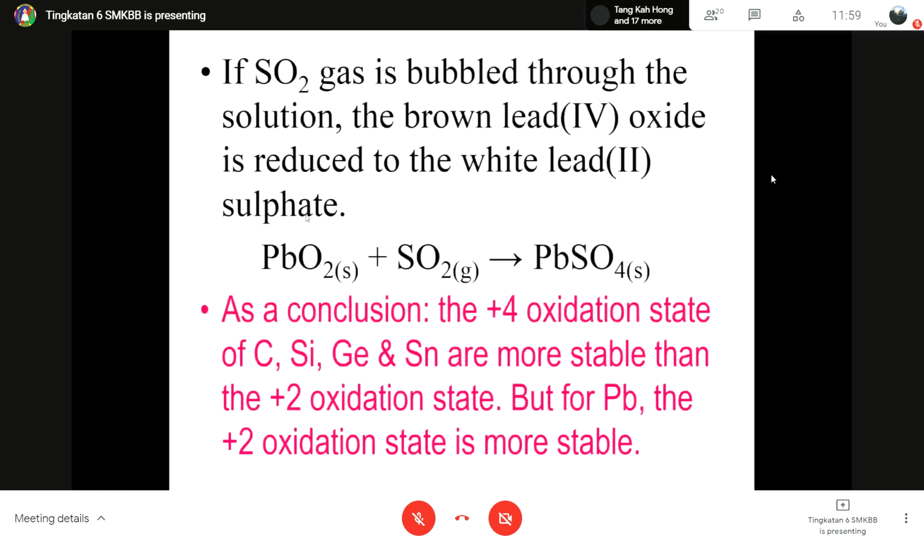So you find that most of them, if you heat, change, and whatever they change to should be more stable. So that means the positive 4 oxidation state is more stable than the positive 2. But for lead, you find that no. In fact, most of them will change back to Pb2. So for lead, the positive 2 oxidation state is more stable. So that is briefly regarding the monoxide.